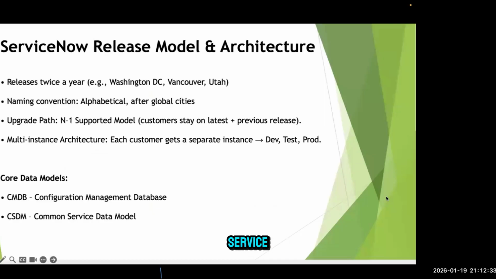Now, moving to the ServiceNow release model and architecture. Architecture might sound like a heavy word, but trust me, there is nothing heavy in understanding this, because today is all about keeping it very light and easy. Now let's look under the hood at how ServiceNow is structured. ServiceNow follows a twice-a-year release cycle. Why is ServiceNow in high demand? Because it keeps evolving with time. Any individual who is into new technologies, who is progressive.